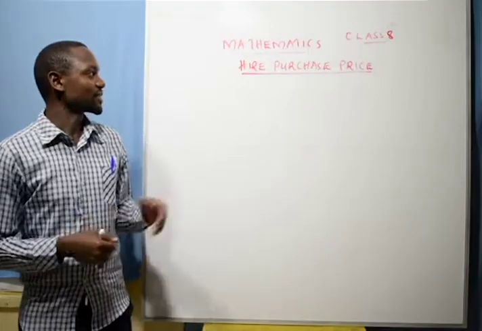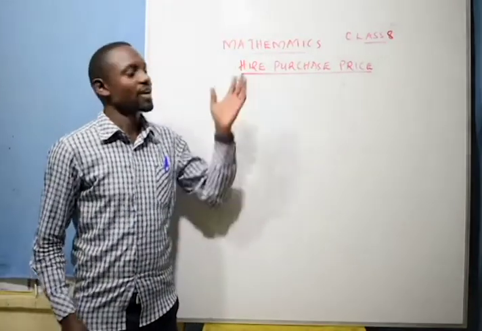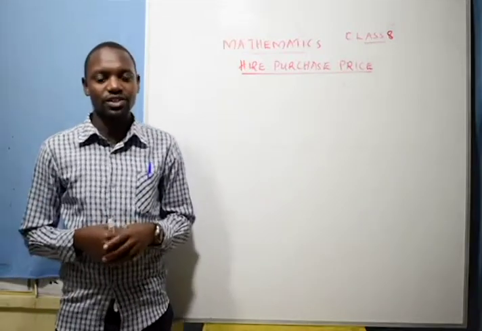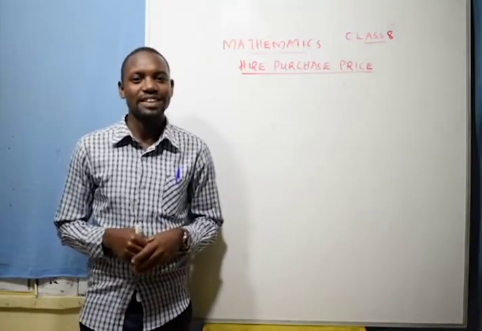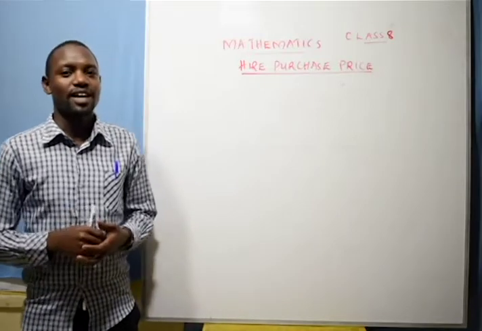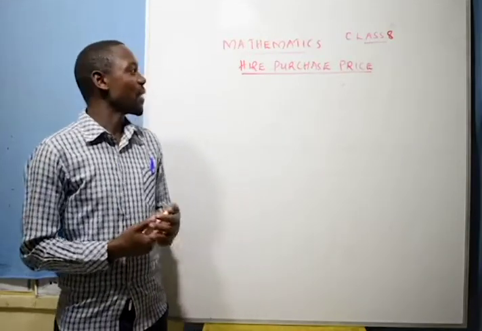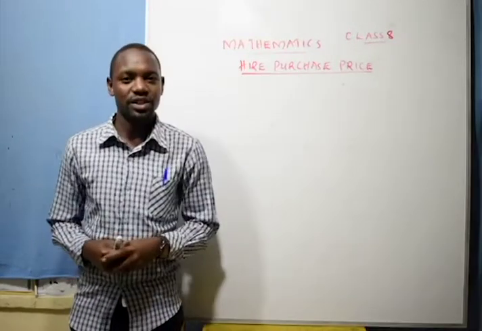We are still looking at the topic on money, whereby we began by looking at the profit and loss. We looked at discount and percentage discount. We looked at commission, and we looked at bills. So I want us to look at the hire purchase price.